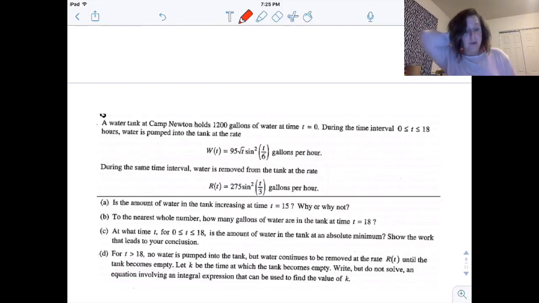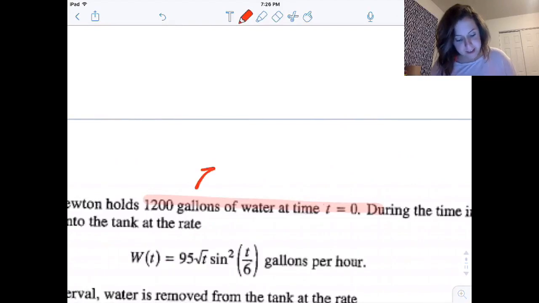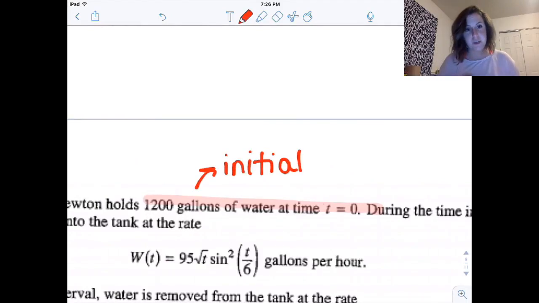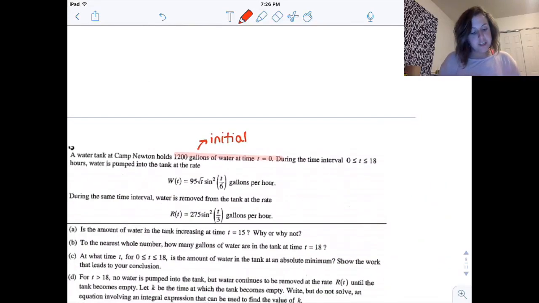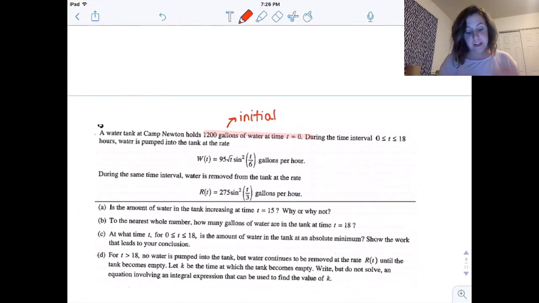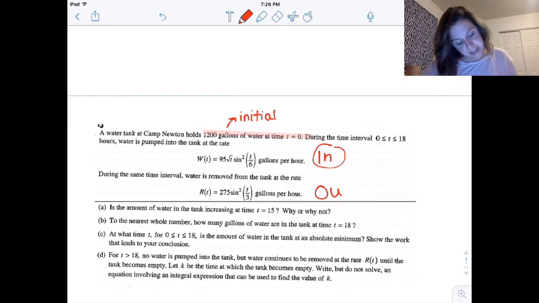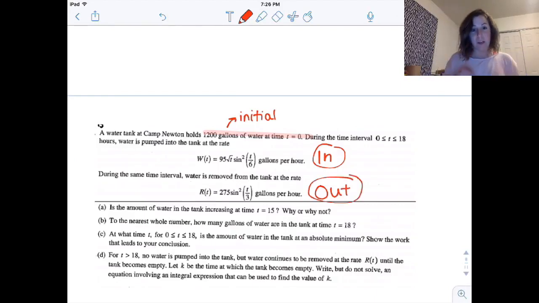A water tank at Camp Newton holds 1,200 gallons of water at time t equals 0. Immediately when I see an amount at t equals 0, I think, hey, this is an initial amount. During the time interval from 0 to 18, water is pumped into the tank at this rate. During the same interval, water is pumped out at that rate. So I have an in and an out here.